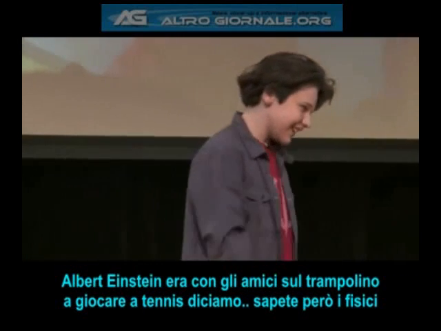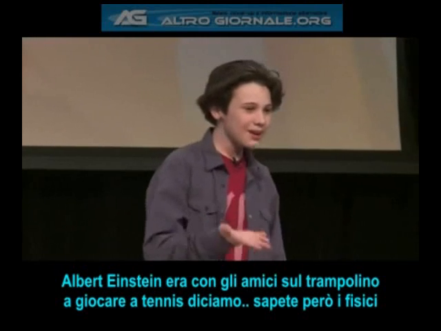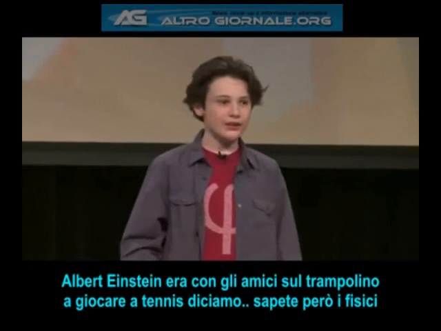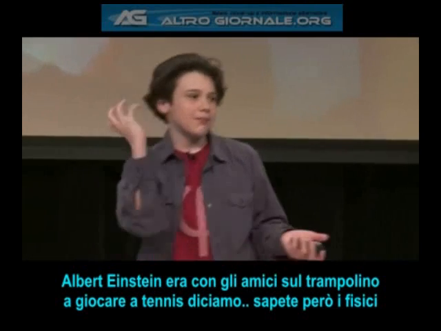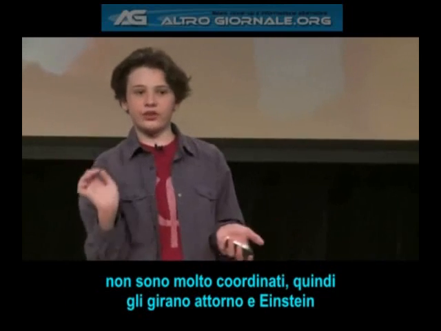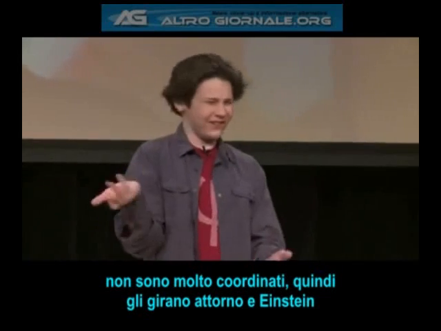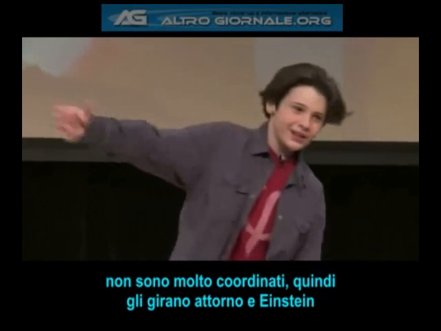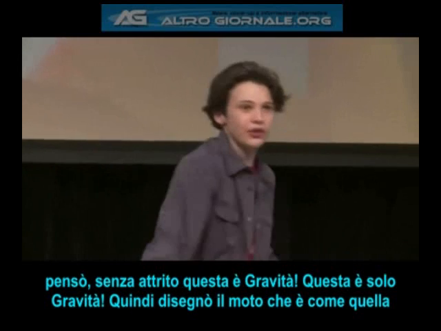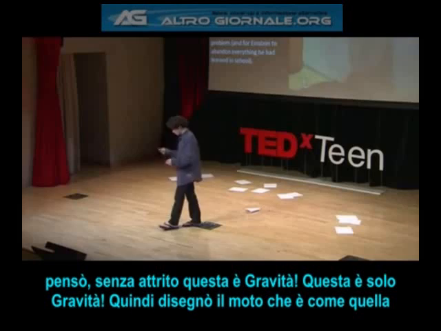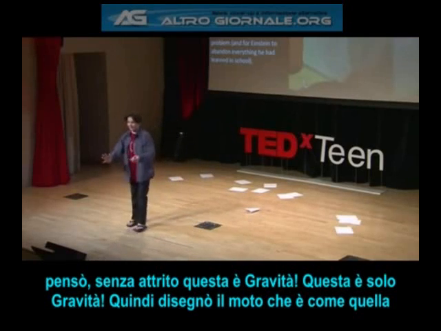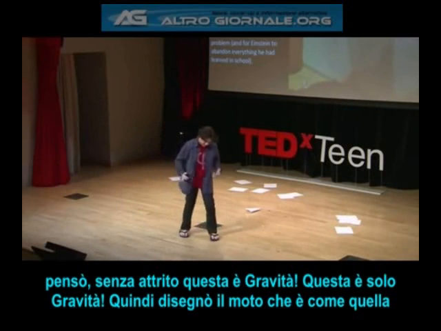So Isaac Newton, or Albert Einstein, was probably on the trampoline with one of his friends, and they were probably playing some, I don't know, tennis or something. However, they're physicists, they don't have very good hand-eye coordination, so they probably didn't catch the tennis ball, and it went rolling around them. And Einstein looked at this, and he said, without friction, this is gravity. He realized this is just gravity.